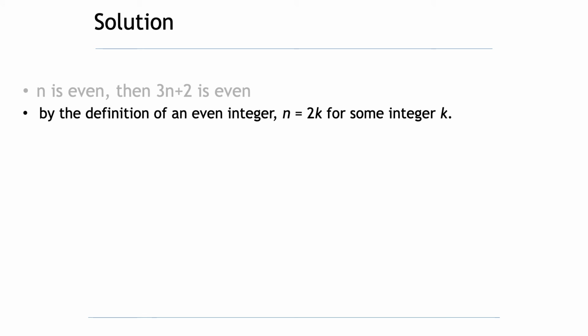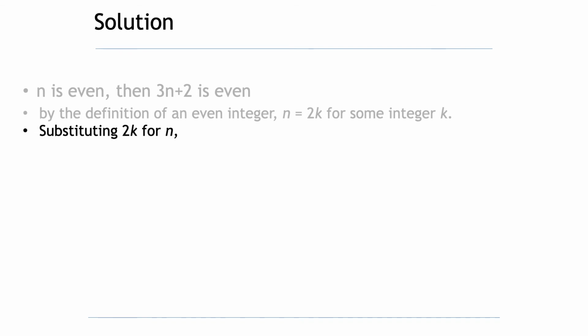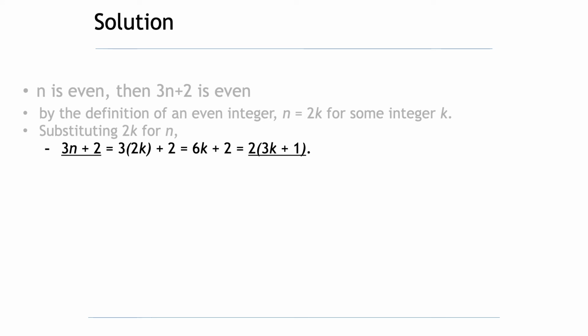By definition of an even integer, n is equal to 2k for some integer k. So if we substitute 2k for n in 3n plus 2, we get 3 times 2k plus 2. That is also equal to 6k plus 2. And if we extract 2 as the common factor between the two terms, we get 2 times 3k plus 1.